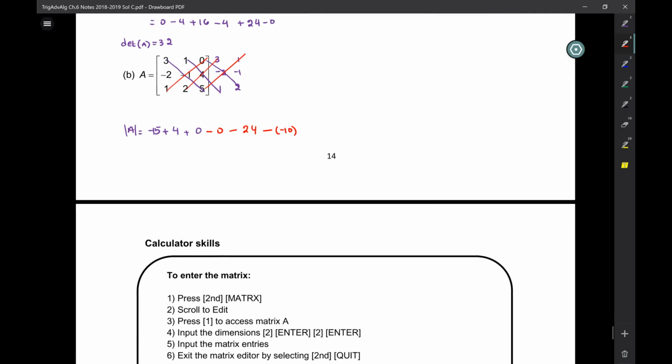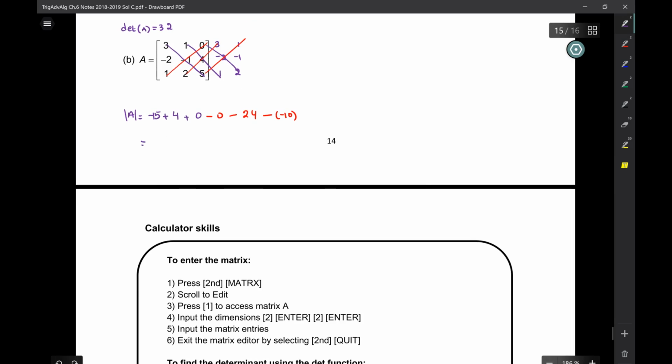Even now, at this point, when I'm doing this by hand, I actually draw the diagonals because it's too many numbers without drawing them, right? So finally, it's negative 15 here, plus 10 is negative 5, plus 4 is negative 1, minus 24 is negative 25.